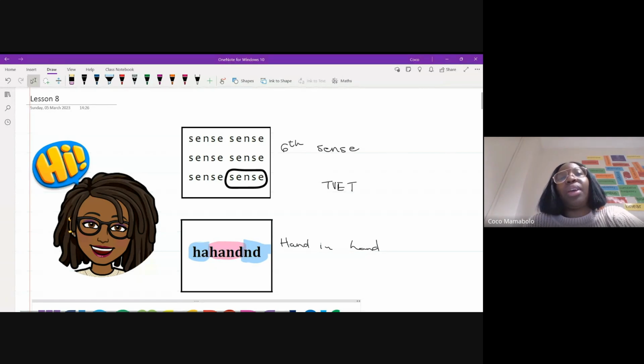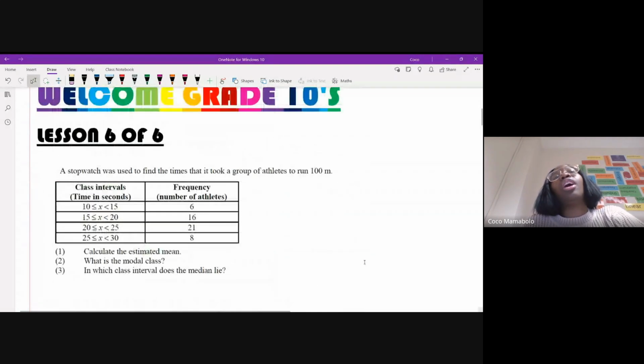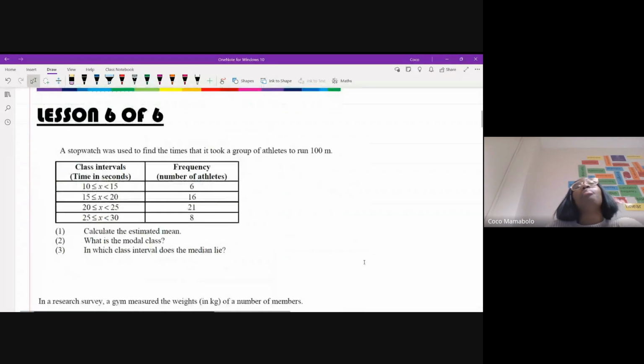So today we're going to be looking at how to calculate the mean, the mode, and the median. But when we are given intervals, when we're given continuous data, it's going to be a little bit difficult for us to be able to do that.